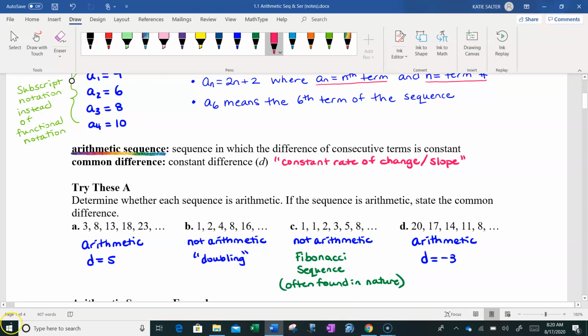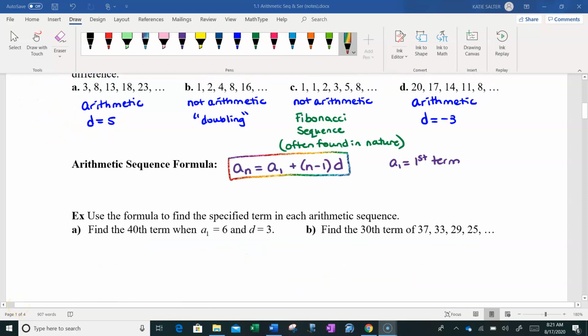over and over again. All right, so the general formula for finding any term in an arithmetic sequence, or to be able to write a formula to describe the arithmetic sequence, is a sub n equals a sub 1 plus n minus 1 times d, where a sub 1 is the first term, d is the common difference, n is the number of the term, or number of terms, depending on how you're using the formula. And a sub n represents the nth term of the sequence.